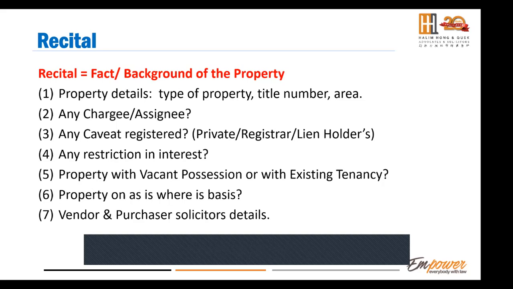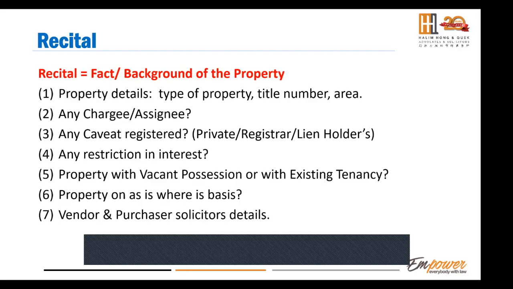And also second thing, you will always see from the agreement that they will mention whether the property is free from encumbrances or whether it is assigned or charged to a bank. Free from encumbrances means the property actually has no loan, no caveat, everything clear. It's a very straightforward case.